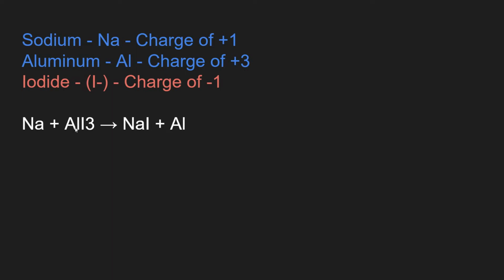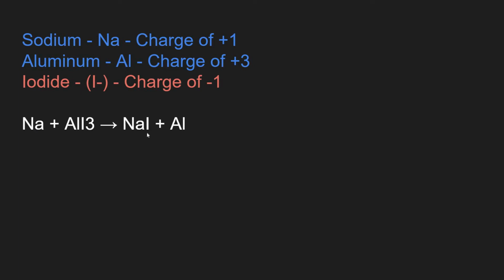So anyway, the actual reaction, looks like I skipped a slide, sorry about that. But sodium is by itself here, and aluminum, there must be 2 or 3 iodides, because iodide has a charge of -1, and aluminum has a charge of +3, which means that in order to balance it, there must be 3 iodides and 1 aluminum. And then that just swaps out.